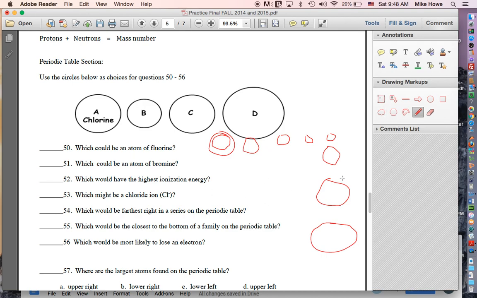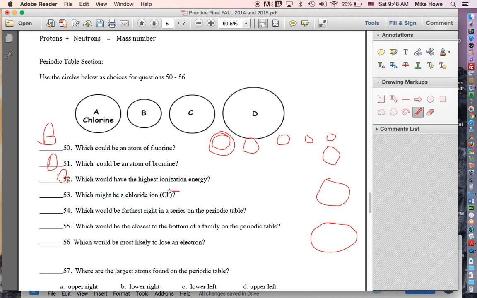So here's chlorine. Chlorine would be right over here. So fluorine is above chlorine, so the answer there would be B. Bromine is below chlorine on the periodic table. You need to take time to look at these things. Make sure you know what I'm talking about. So that would be D. The higher ionization energy would be the smaller atom. So on this picture, it'd be this one up here. So which one of these is the smallest? That would be B.